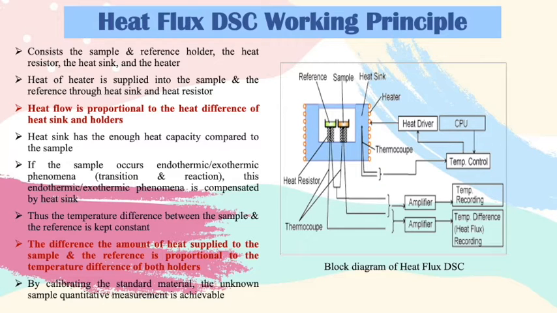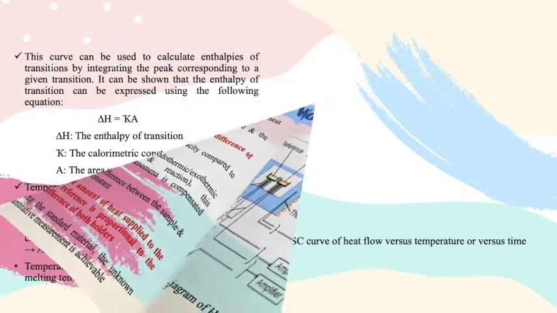In case the sample undergoes endothermic or exothermic phenomena such as transition and reaction, this phenomenon is compensated by the heat sink. Thus, the temperature difference between the sample and the reference is kept constant. The difference in the amount of heat supplied to the sample and the reference is proportional to the temperature difference of both holders. By calibrating with a standard material, quantitative measurement of an unknown sample is achievable.